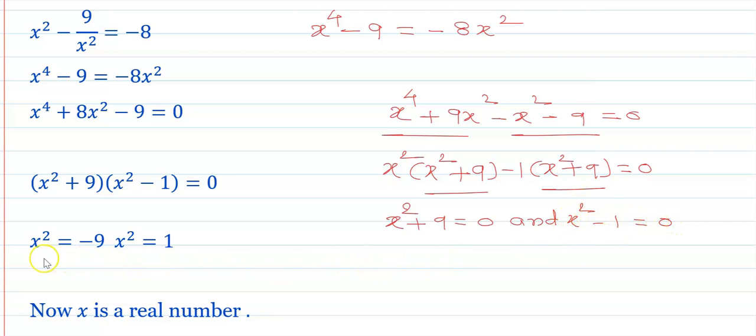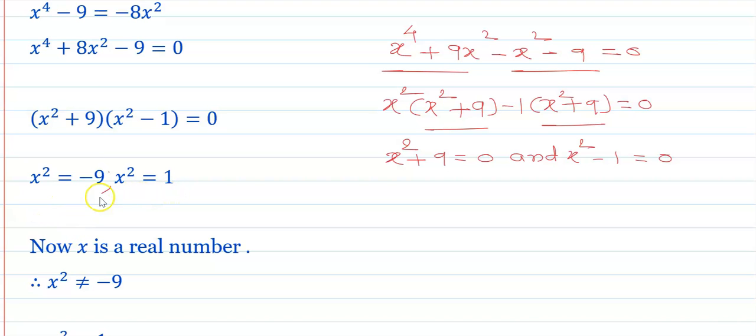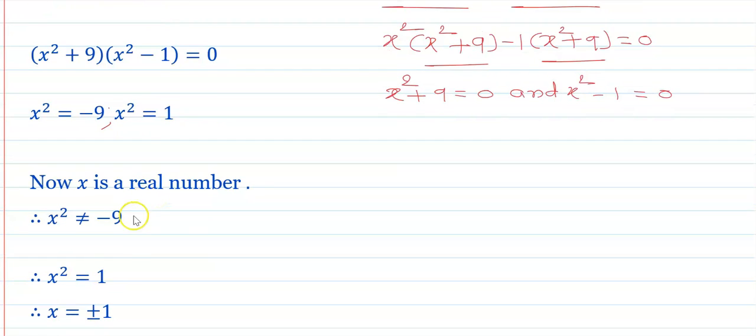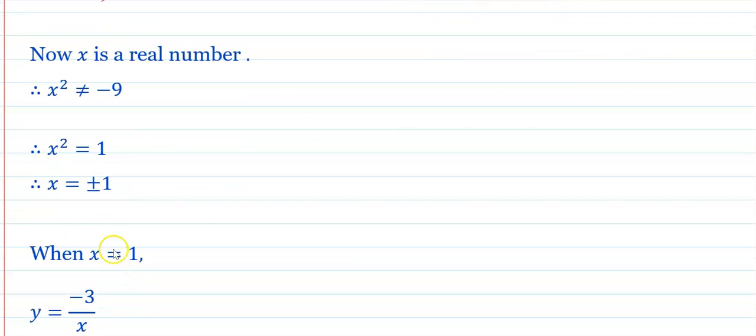Therefore x square is equals to minus 9 and x square is equals to 1, taking the square root on both sides. But what about x square is minus 9? This is not possible as x is a real number. The square of any real number is always positive. Therefore, x square is not equals to minus 9. Okay. Then what is x square is equals to? x square is equals to 1. If we take the square root, then you will get x is equals to plus or minus 1.